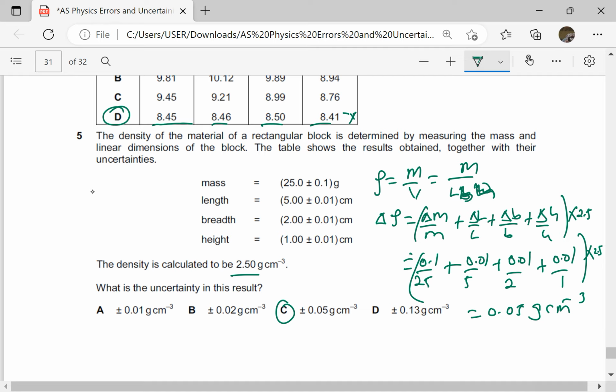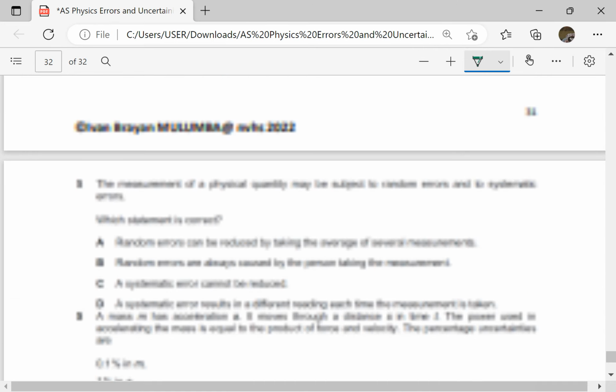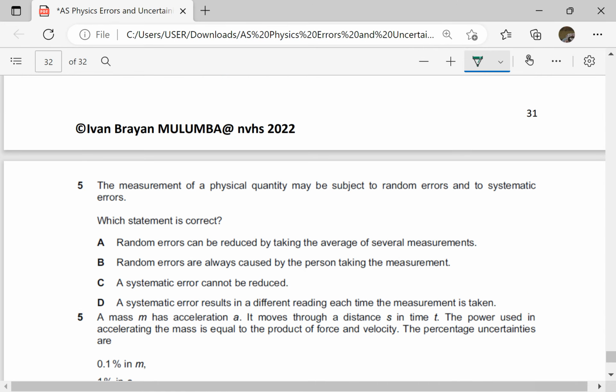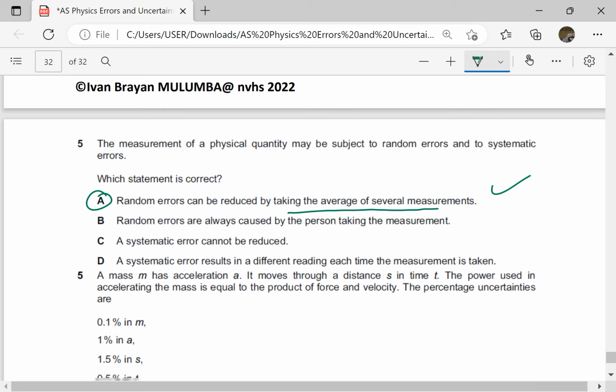centimeters cubed. The measurement of a physical quantity may be subject to random errors and to systematic errors. Which statement is correct? Random errors can be reduced by taking the average of several measurements. That is true. That is the correct answer. I mean, the rest may not be correct.